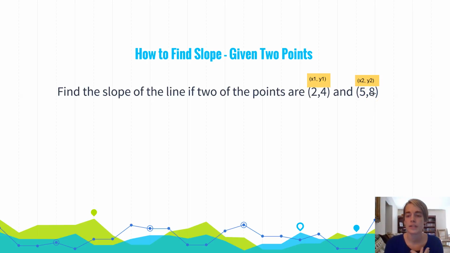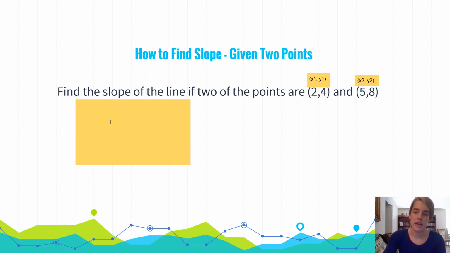Our rise over run equation specifically states that you need to subtract your y values. So rise, let's do that first. So we'll subtract our y values. So my y2 is 8 and my y1 is 4. And 8 minus 4 is 4. So this is our rise. Then we need to subtract our x values. So x2 is 5, x1 is 2. And 5 minus 2 is 3. That's our run, so how far left and right you move.